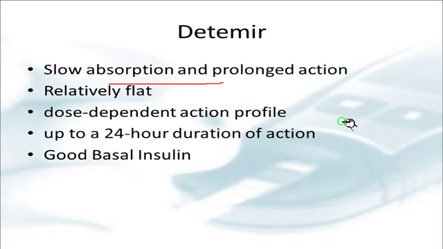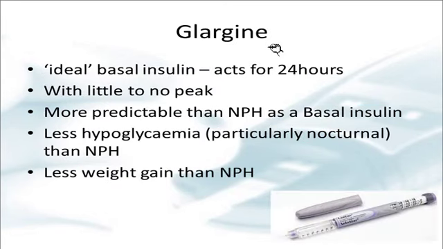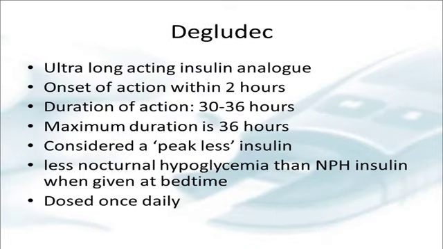In other words, its dose will then give you its duration, most probably. It can work for up to 24 hours, and it is a good basal insulin, but we would rather prefer to use glargine. Or nowadays, some people are preferring the use of degludec, which is considered an ultra-long-acting insulin analog. Its onset of action is much slower than the other two.